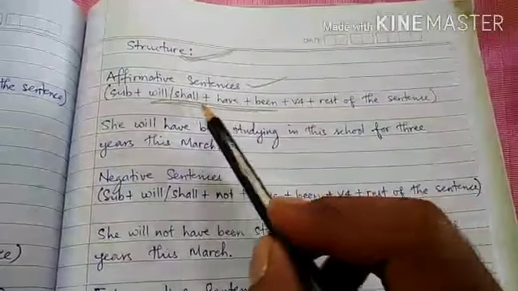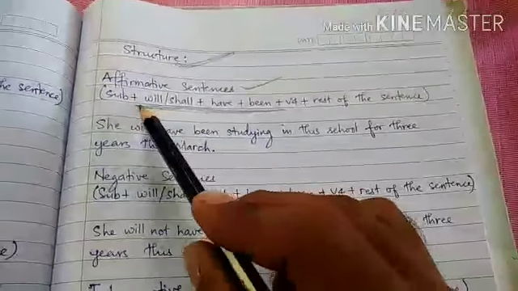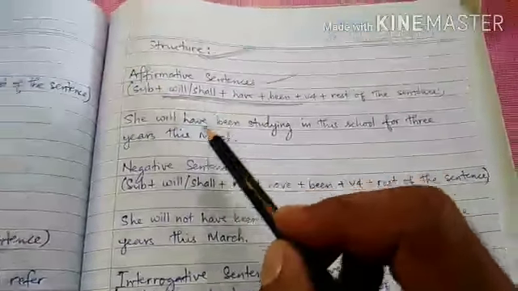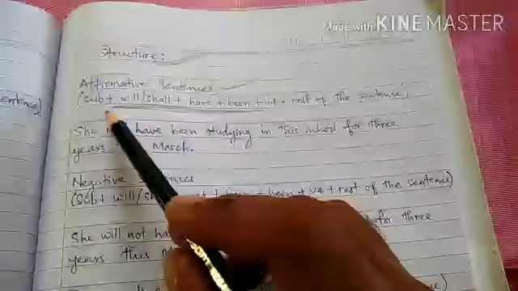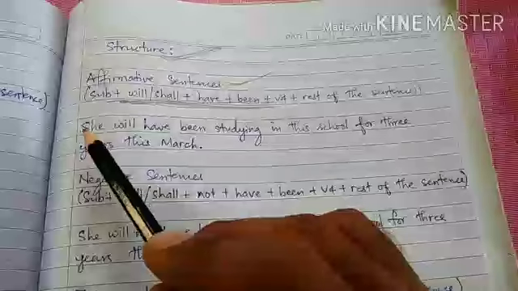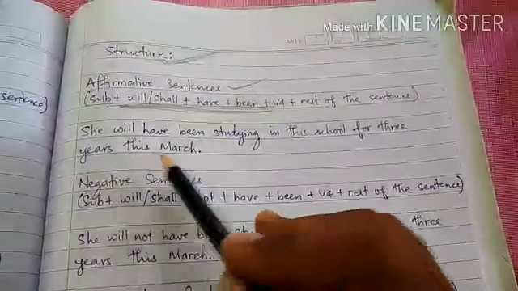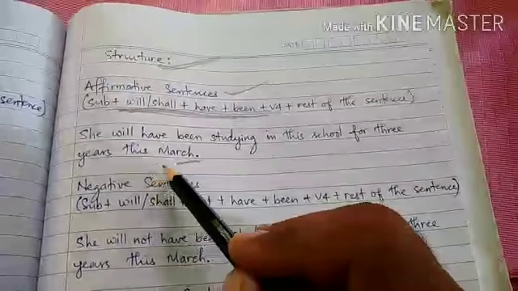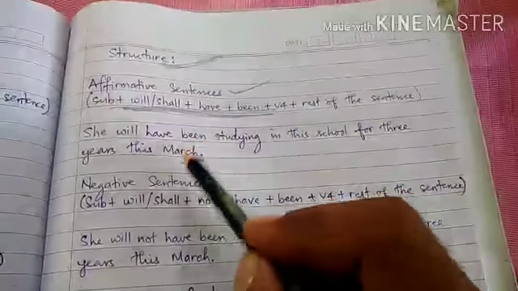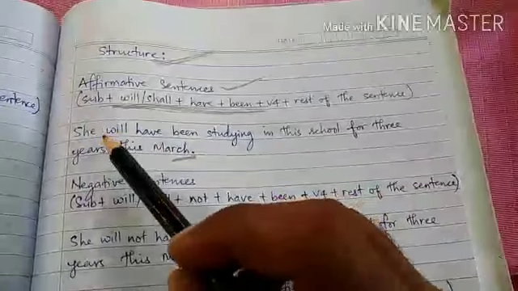Okay. So I have already explained to you about this sentence structure. Okay. Now we will learn framing sentences with the help of this sentence structure. She will have been studying in this school for 3 years this March. So this is the same example that I have given you with explanation in this video just before this explanation.